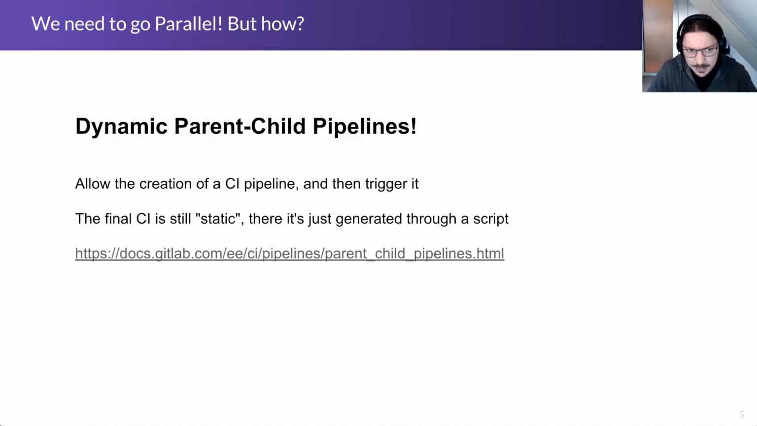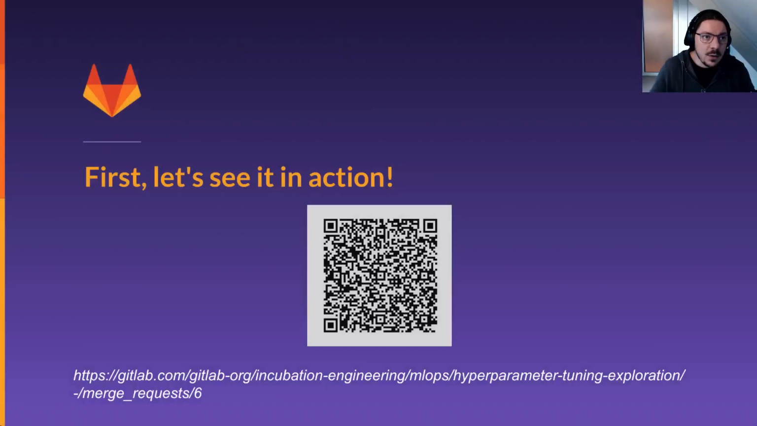The solution for that is dynamic parent-child pipelines. A parent-child pipeline in GitLab is a parent pipeline that triggers a child pipeline. And a dynamic one is a parent pipeline that creates, through some script, a pipeline definition, and then triggers that new definition in a child pipeline. That allows us to do basically whatever we want. We can encode every kind of dynamic behavior we want into a static definition that is created afterwards, at runtime. And this is where we want to go. So let's take a look at how it looks right now.